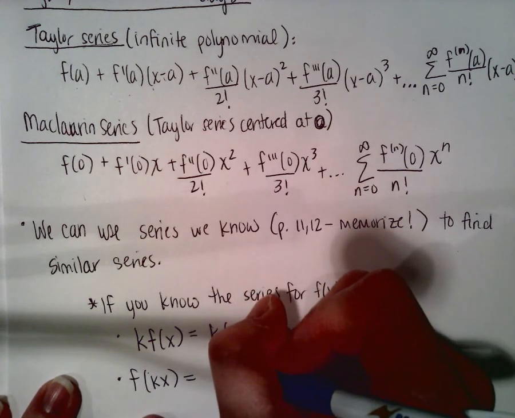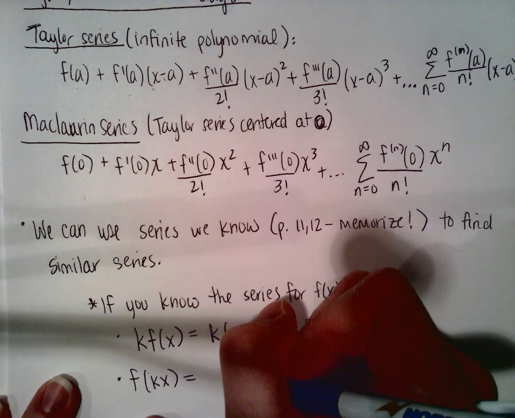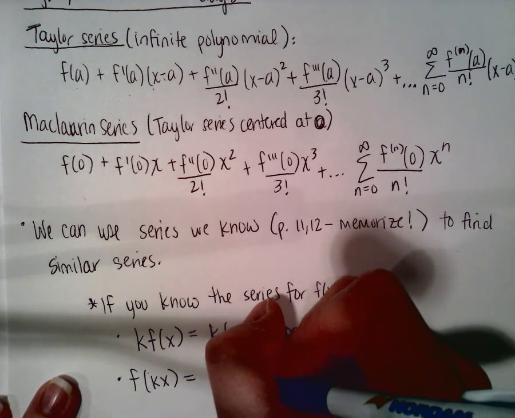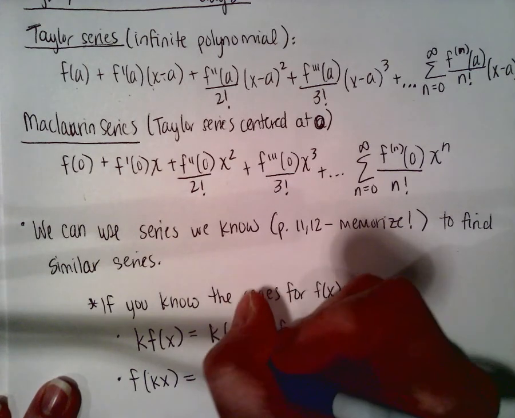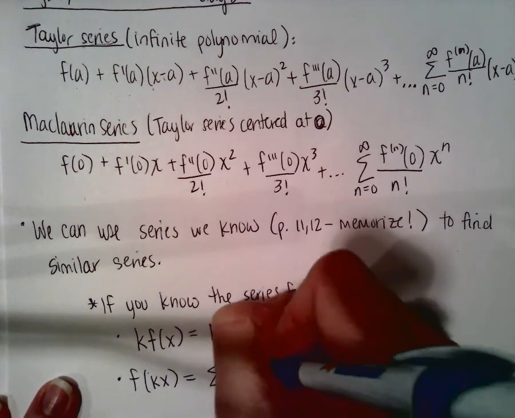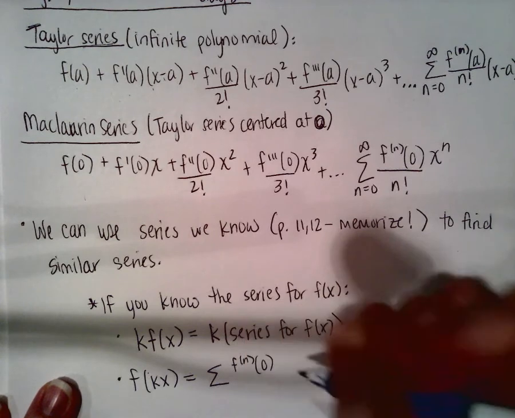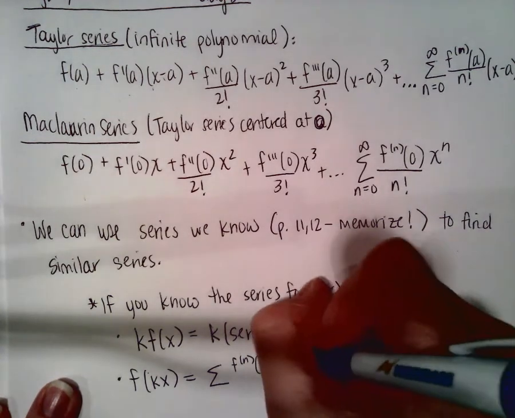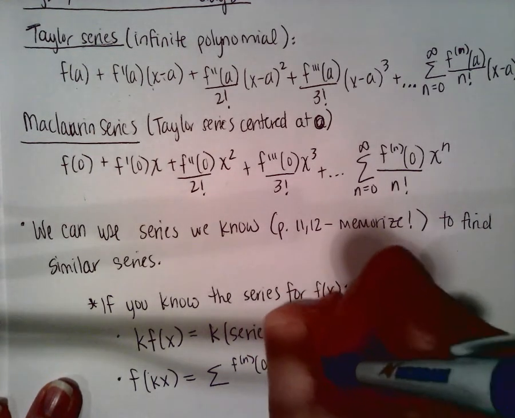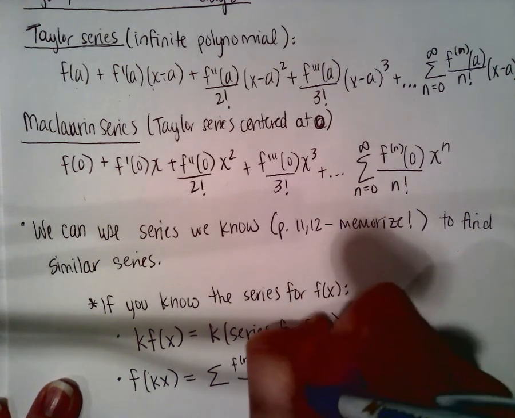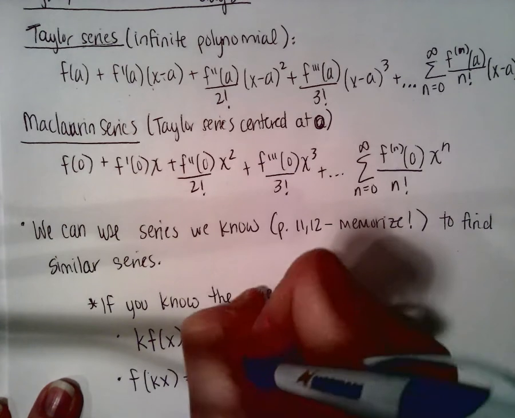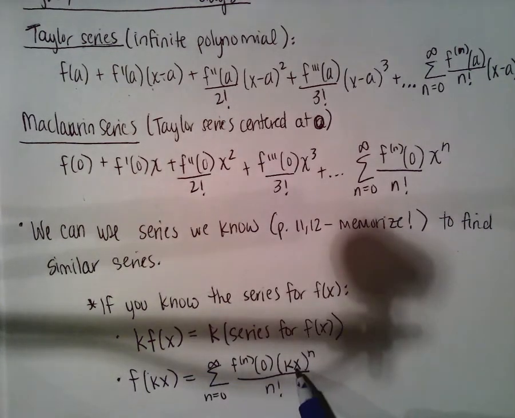Then what you would do here is, in your sigma notation, you would still have your nth derivative at 0, but instead of having x to the n, you would have k times x to the n, and then over n factorial. So you're going to have to multiply the individual x values by k.